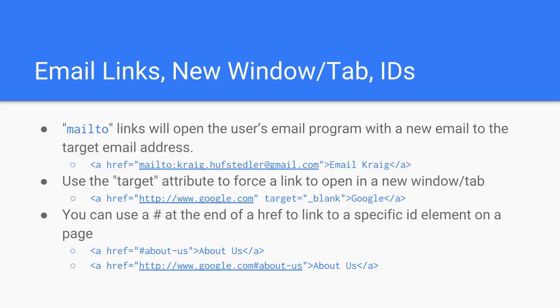So my recommendation, my best practice, if I'm going to use a mailto link, is to at least put the email address as the text in the link. So I'll have mailto:kraig.hufstedler@gmail.com, but then instead of saying "email Kraig," I'll say kraig.hufstedler@gmail.com. Usually people will see it's a link and they'll know they can click that if they want to, but also it's a lot easier to copy and paste that email address.